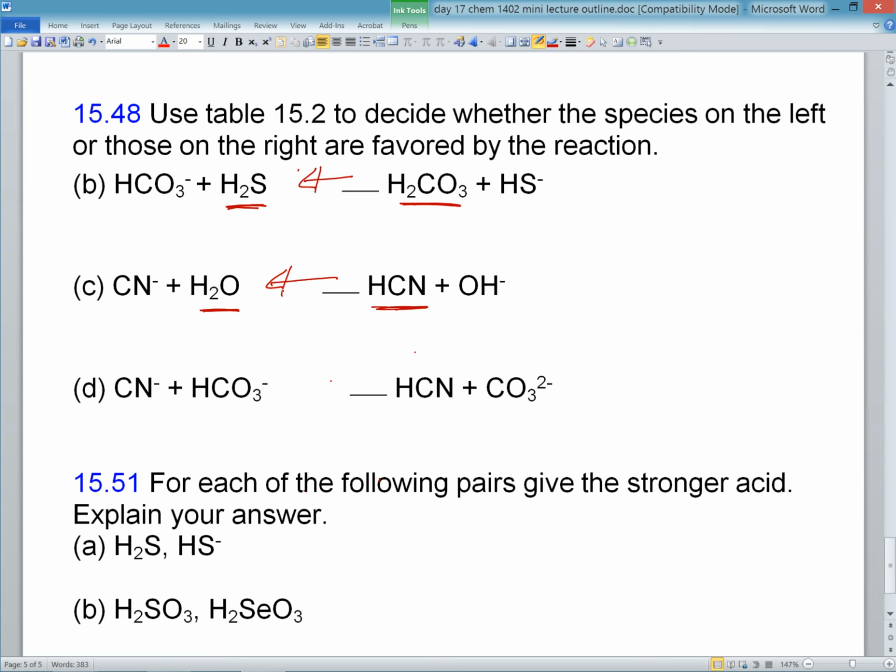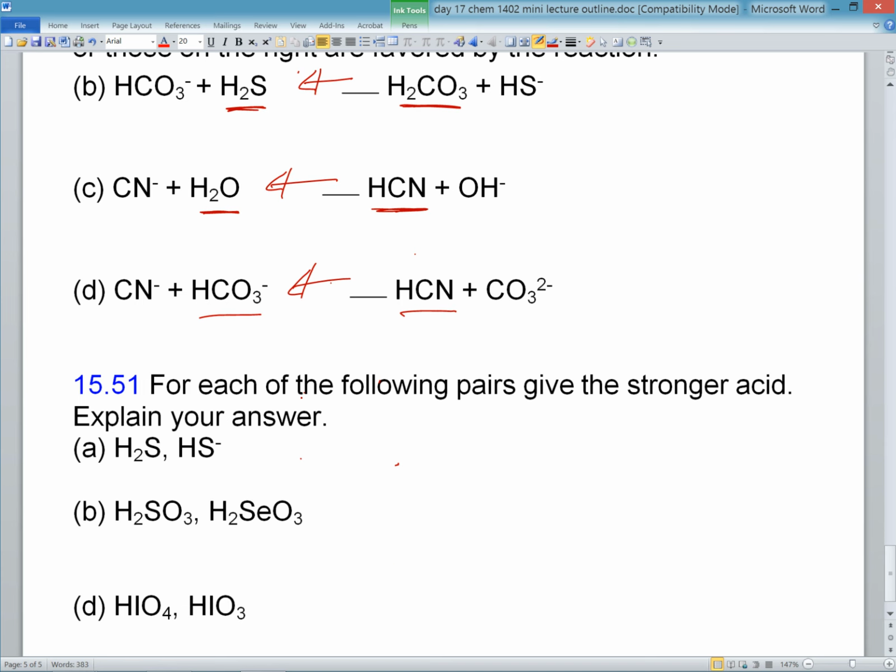How about D? Towards reactants again? Comparing HCO3 minus and HCN. Yep, we're all going towards reactants. Okay, so last one. What you're asked to do is just, by looking at these guys, figure out what the stronger acid is, and then give a reason.